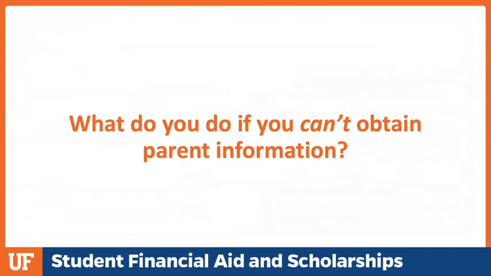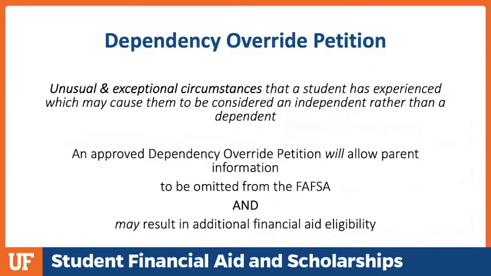So what do you do if you can't obtain your parents' information? This is when you would complete the dependency override petition. Due to special circumstances, some dependent students may be considered an independent student without answering yes to one of the dependency questions on the FAFSA. The dependency override petition allows our office to consider reevaluating a student's dependency status. Unusual and exceptional circumstances that a student has experienced, which may cause them to be considered independent rather than dependent, are some of the criteria that we would review.